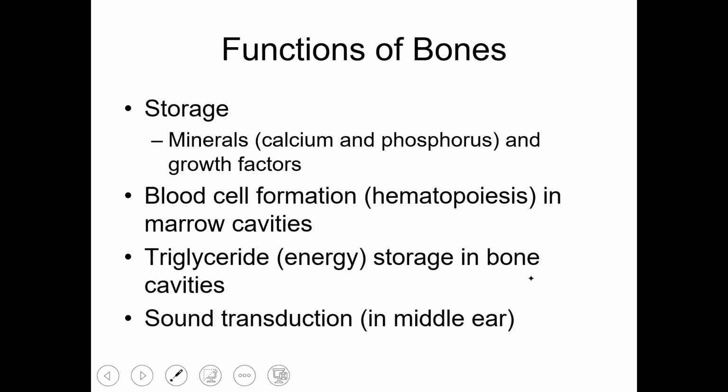Blood is made in bone marrow. There are two types of bone marrow, red marrow and yellow marrow. Red bone marrow makes blood. Yellow marrow is triglyceride or energy storage. And if we're including all the bones and not just the skeletal system, there are also three tiny little bones in the middle ear that allow you to hear.